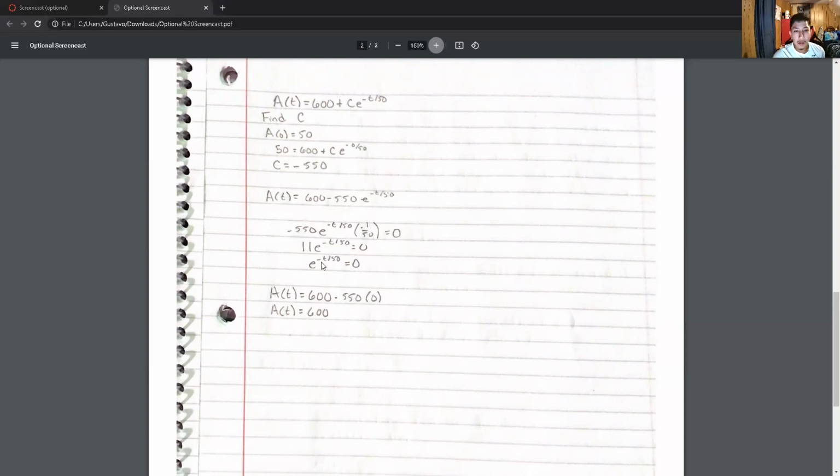Now we would solve for t, but because we have e to the negative t over 50, and it's already up here in our equation, to get the max we just plug in 0 for the e to the negative t over 50 instead of simplifying further. That gives us A of t equal to 600 minus 550 times 0. So our maximum value would be 600 pounds of chemical at any given time.